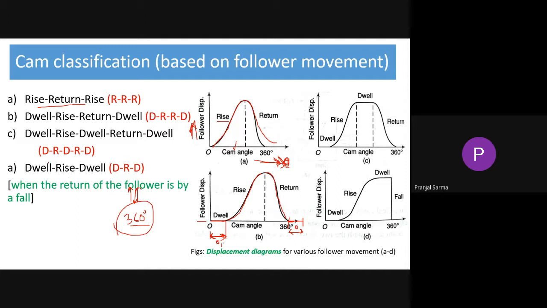Similarly, we can have DRD. That means dual, rise, dual, return, once again dual. So starting with dual, and then there is the rise stroke. As you can see here, starting with dual, the cam has rotated by this much angle, but there is no motion or displacement on the follower. Next the rise stroke. After that, it has risen up to this much displacement, and the displacement has occurred on the follower.